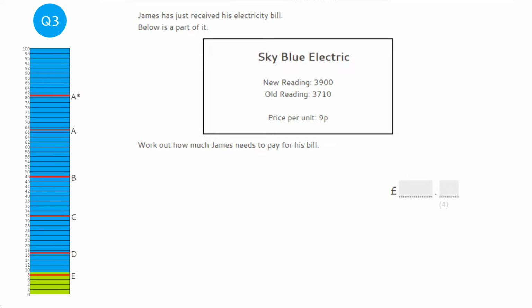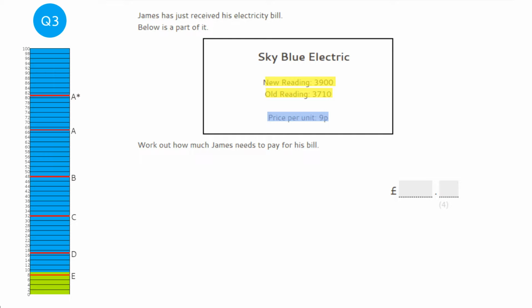Okay, so if you want to pause the video now and have a go, otherwise let's get going. So we have James has just received an electric bill, below is part of it. So his new reading is 3,900 and his old reading is 3,710. The important part is this price per unit. That's how much he gets charged per unit. So work out how much James needs to pay for his bill.